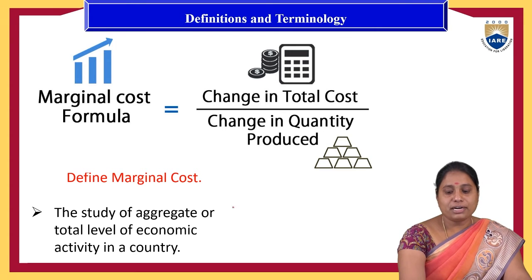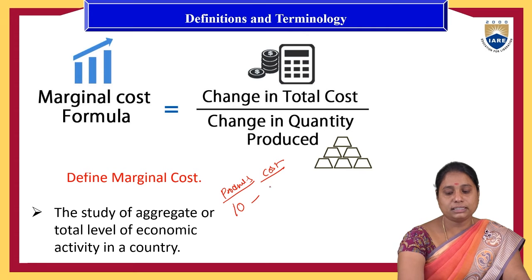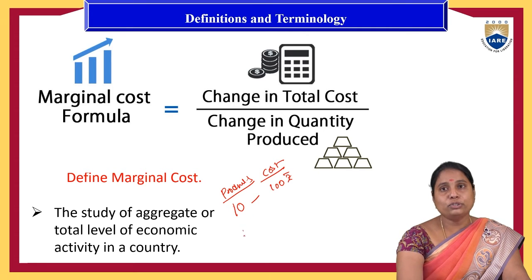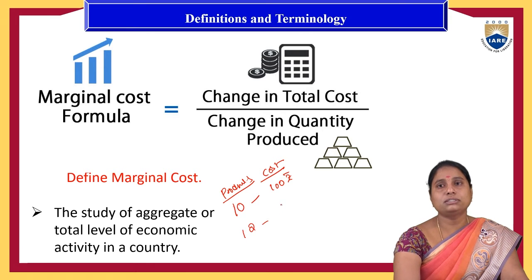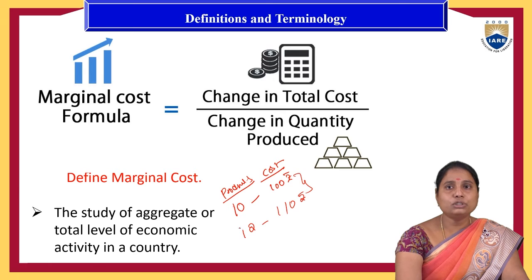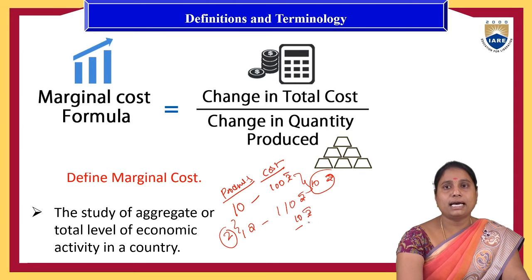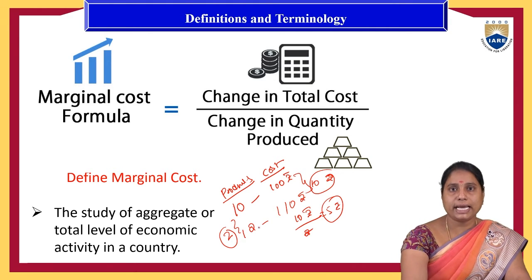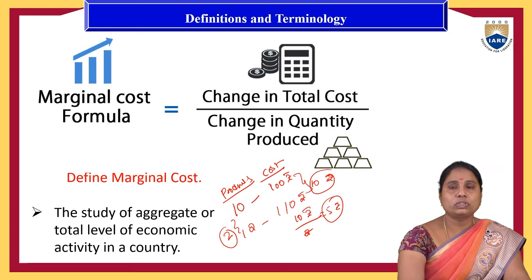For example, for producing 10 products, assume that the cost incurred on that product is 100 rupees, and to produce 12 products, the cost incurred might be 110 rupees. So for producing these two additional quantities, there is an increase of 10 rupees in cost. Which means, on average, 5 rupees of marginal cost is there on the production activities. That is called the marginal cost.